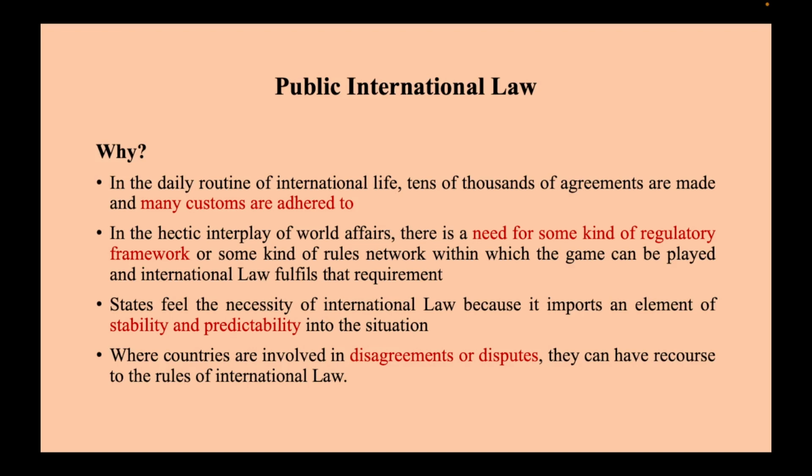In the day to day affairs of international life, states depend on each other, and hence thousands of agreements are made and many customs are followed for exchange of natural resources, manpower, technology, etc., and for creating a market for finished products. In this frenzied interplay of world affairs, there have to be some rules and regulations within which the game can be played, and international law satisfies this requirement. International law becomes a necessity for states because it introduces an element of stability and predictability into the situation.